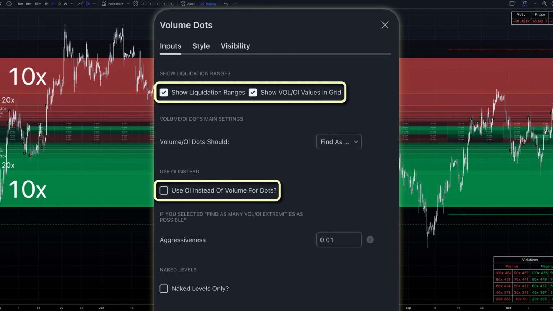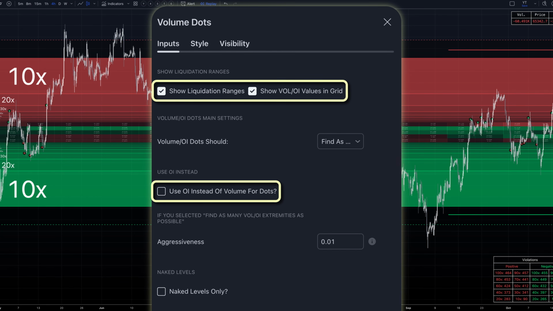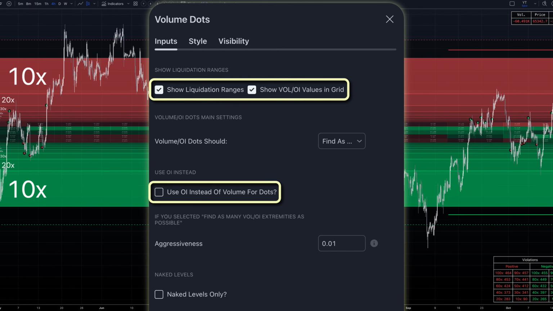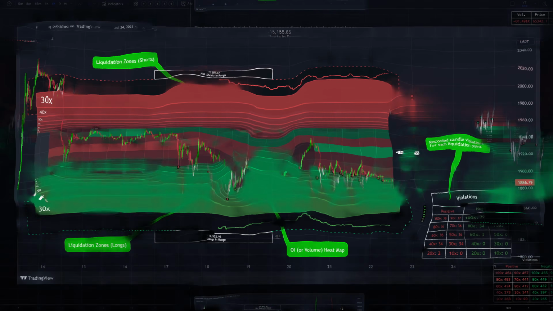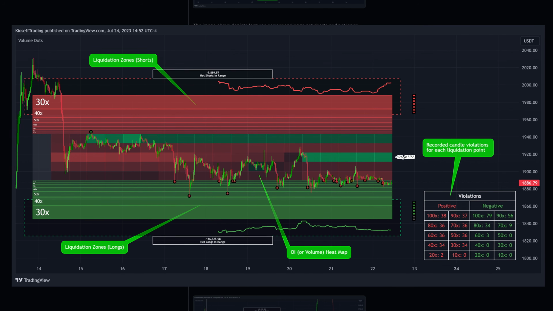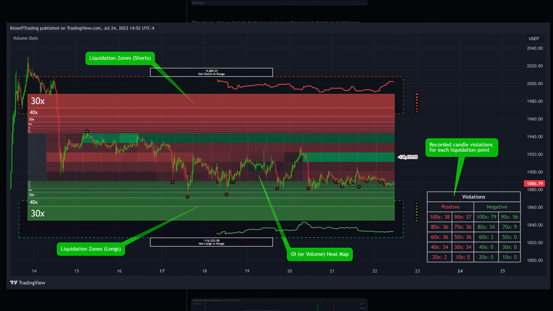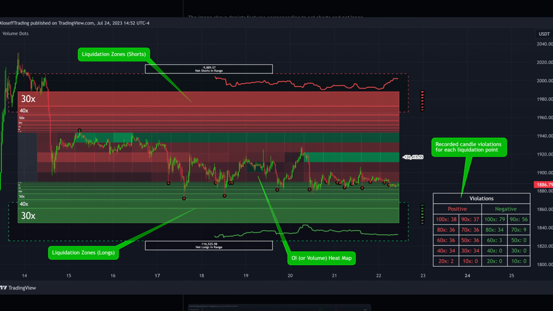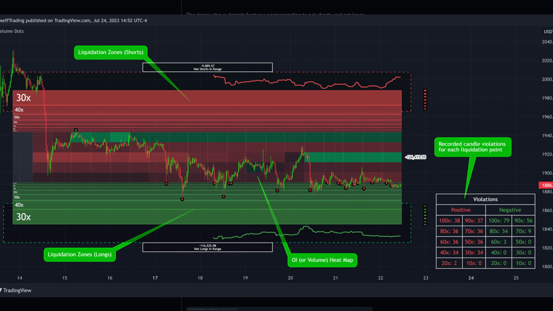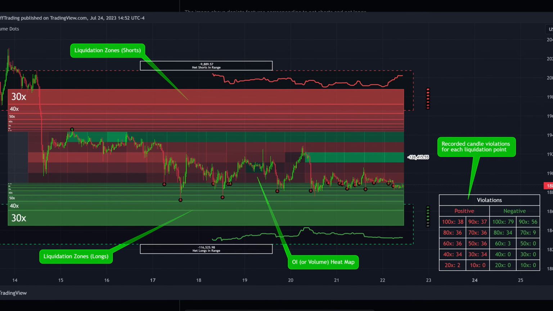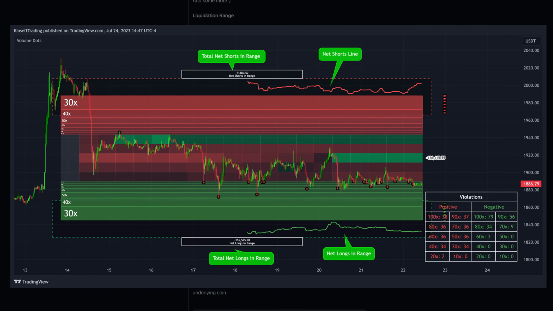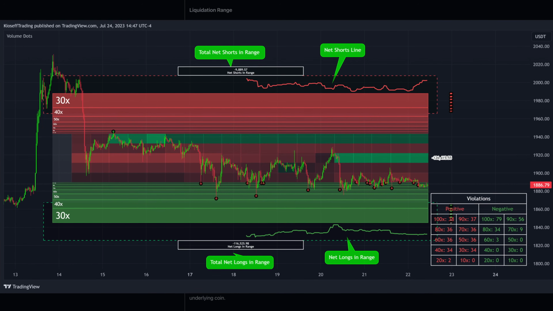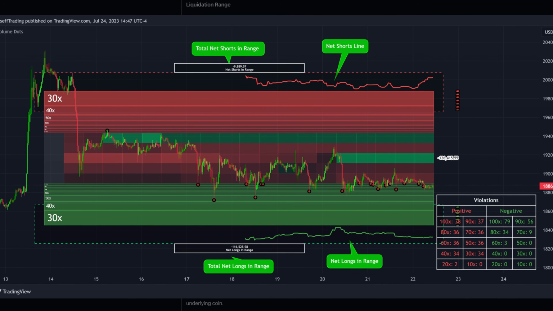You can customize the visualization, choosing between volume or open interest metrics and adjusting detection sensitivity. A key feature is the liquidation range calculation, which maps out price zones where leveraged positions are likely to be automatically closed. This helps to understand potential market pressure points and areas of potential high volatility. The indicator also tracks net short and long positions within these ranges, providing a comprehensive view of market sentiment.